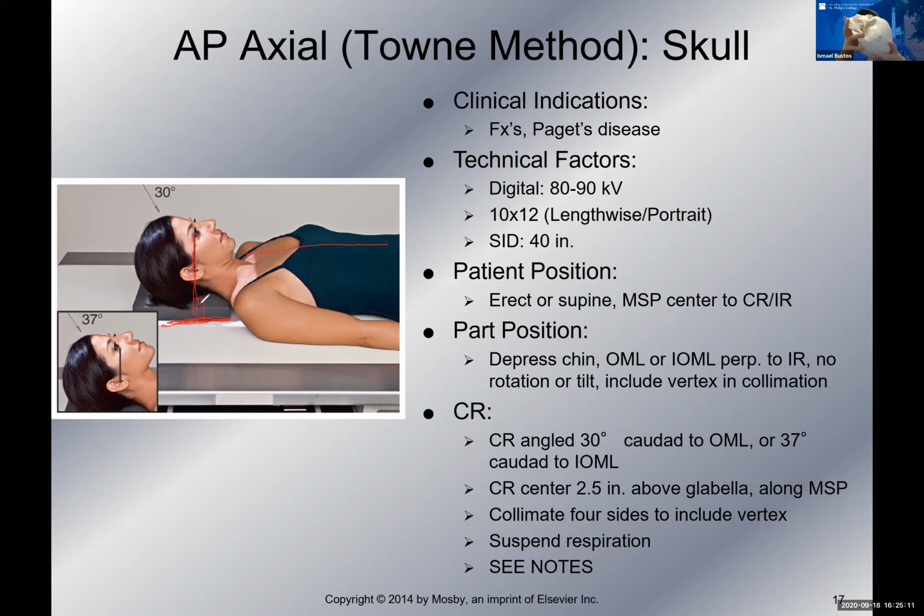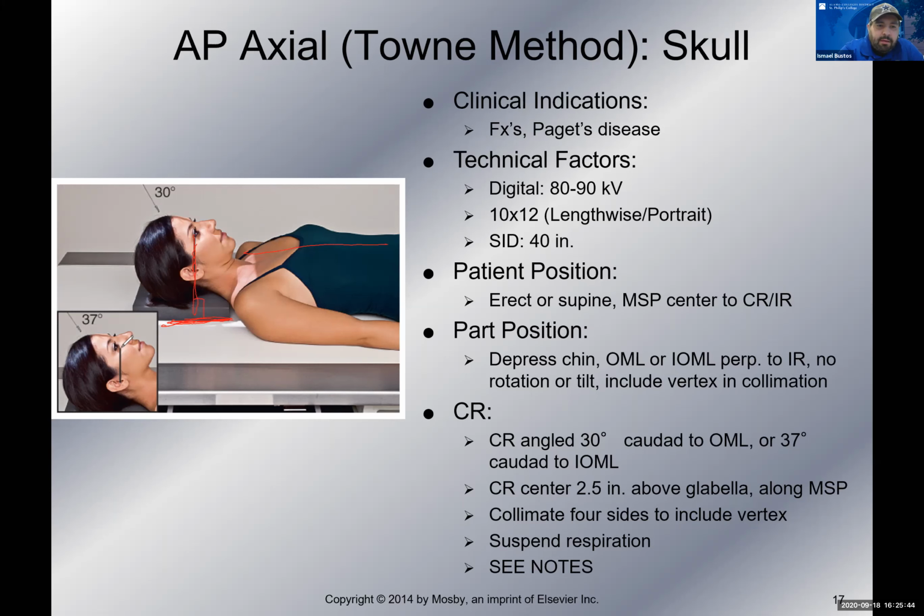Here's my skull, patient's laying down. We're going to flex the head to bring the OML perpendicular. So we want that OML, which goes from the EAM, that line there, to be perpendicular to the image receptor. So adjust the head so that it's perpendicular to my image receptor, which is underneath. Now, if the patient cannot fully depress their chin to bring the OML perpendicular, you can do it with the IOML perpendicular, which is this line down here.